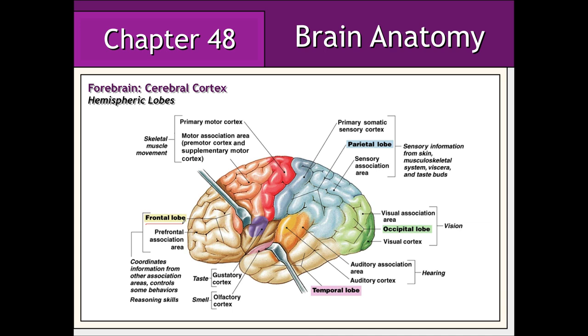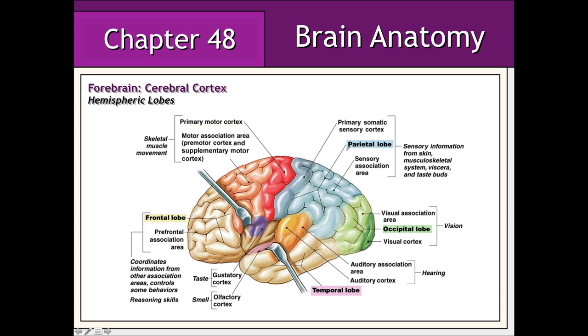Now, at the back of the frontal lobe, we have what is known as the primary motor cortex. This region, right in here, controls all voluntary activity of skeletal muscle throughout the body. And each region of this motor cortex corresponds specifically to a particular region of the body, such that the entire body can be faithfully mapped out along this region of the frontal lobe.